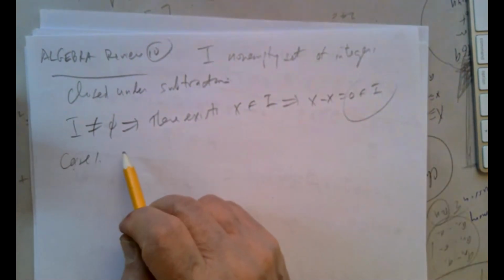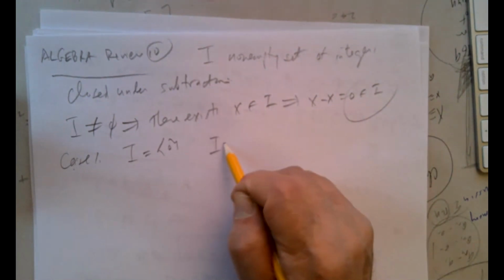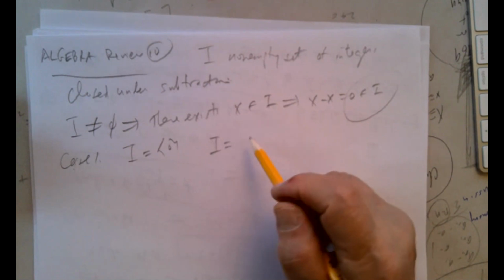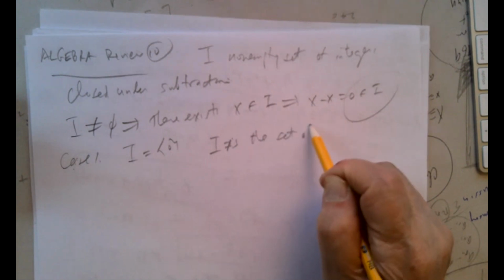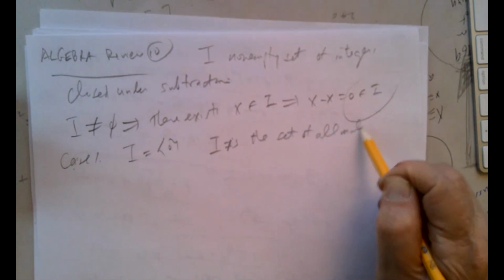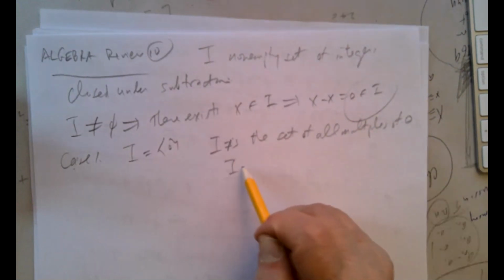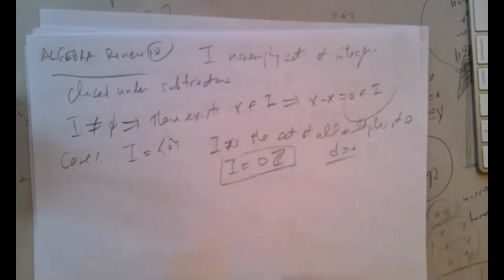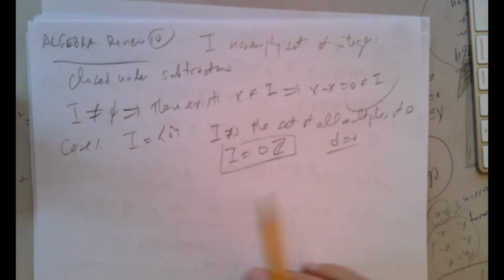So the first case is I only contains 0, nothing else. And in that case, I is the set of all multiples of D, of 0, because anything multiplied by 0 is 0. So I is 0Z. You just take D equals 0. So if I only contains 0, then you can choose D equals 0, and that's unique.